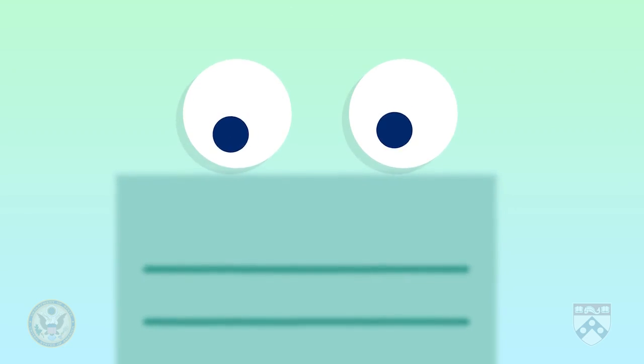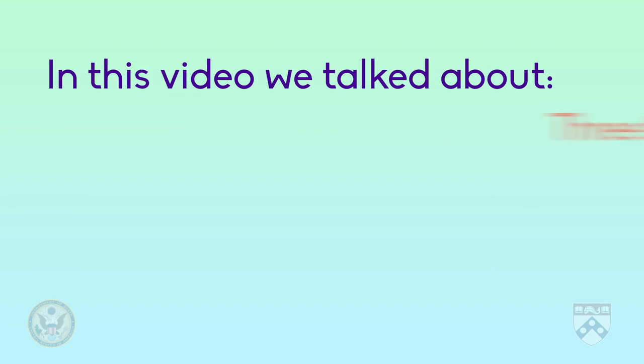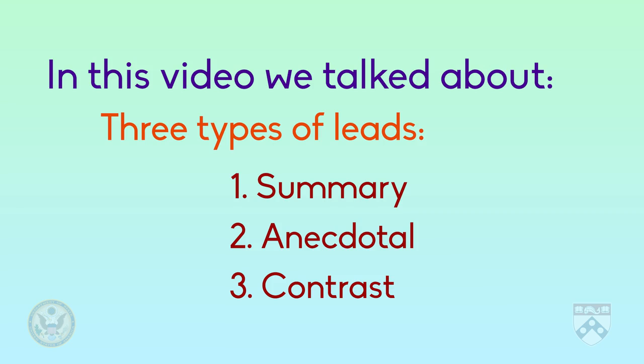As you can see, the first paragraph in an article is oftentimes the most important. It's the first paragraph that helps the reader decide whether or not to read the entire article. In this video, we talked about three types of leads: summary, anecdotal, and contrast. In the next video, we'll talk about the process of writing a lead.